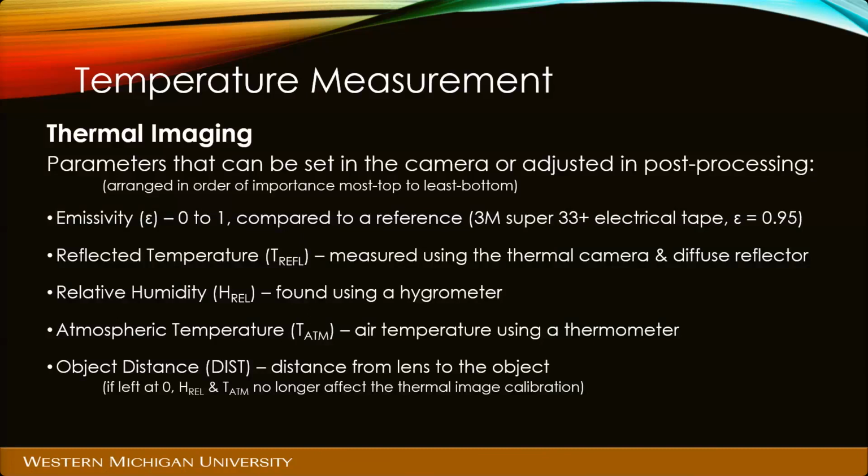Now, the reason the distance is important is because the distance becomes the multiplier for relative humidity and atmospheric temperature. So when you're relatively close, the humidity in the air and the atmospheric temperature really don't have much of an effect. The further away you are, the greater the effect they have. Most of the stuff you're going to be measuring, you're going to be 3 feet away, 5 feet away, 10 feet away, 15 feet away. That's not very far. Where humidity and atmospheric temperature start to come into effect is when you're 50 feet away.